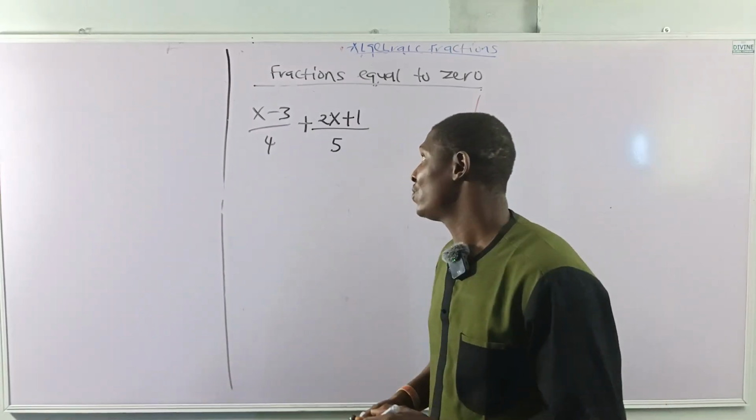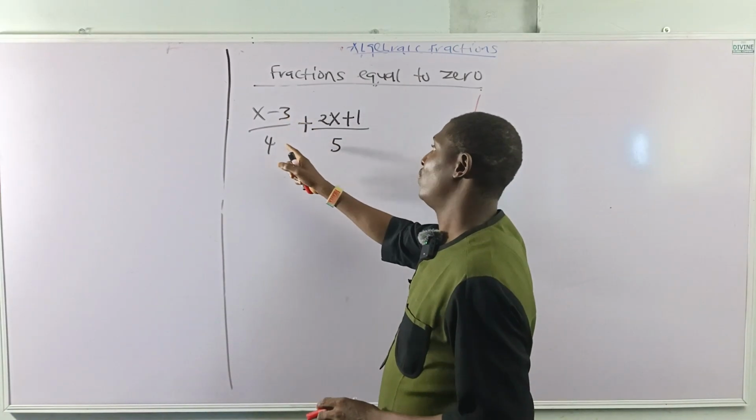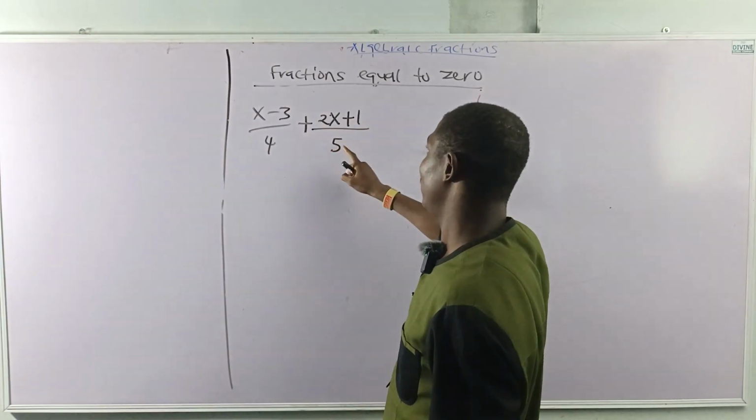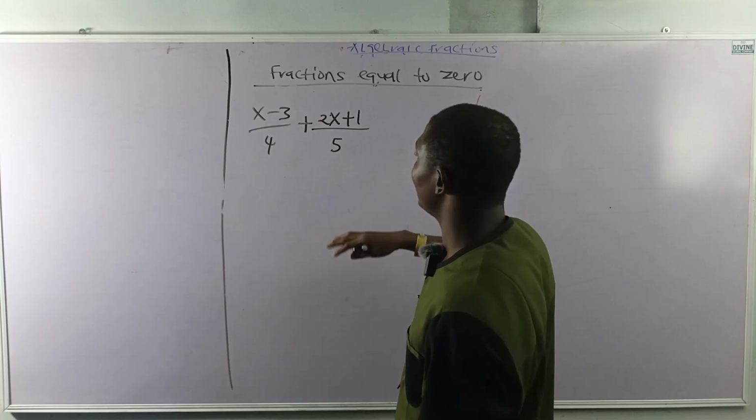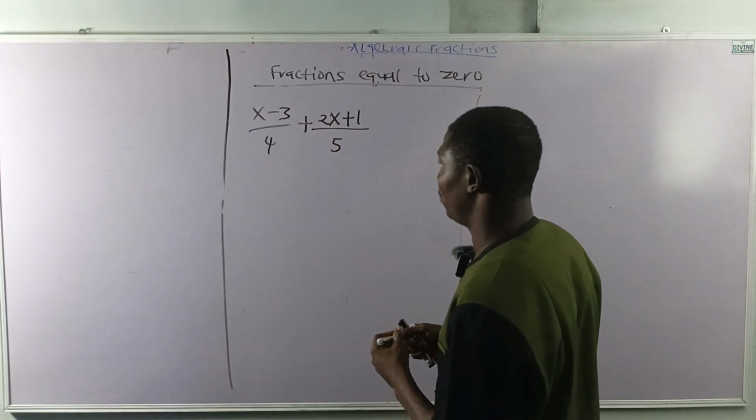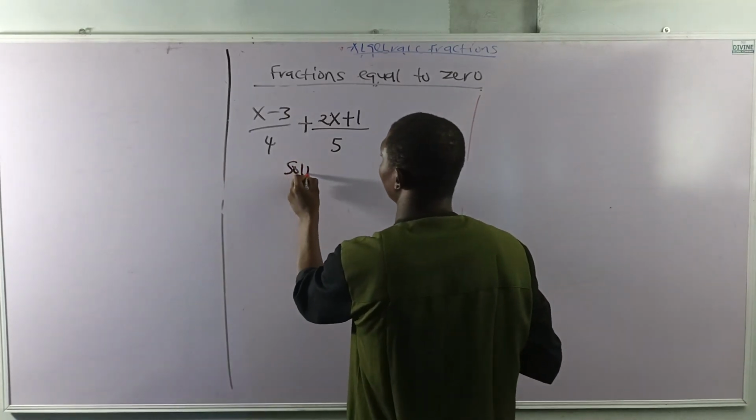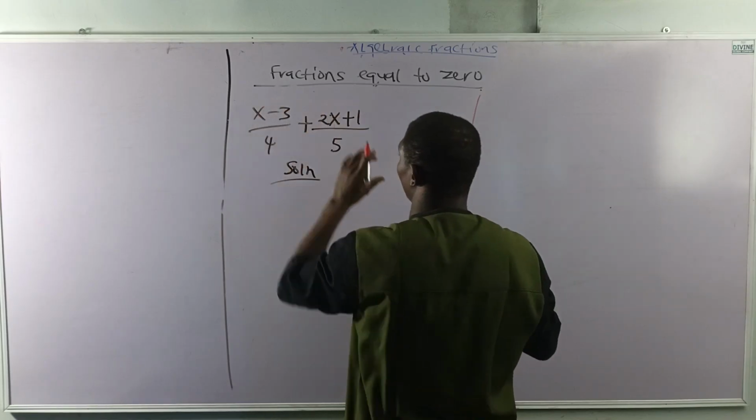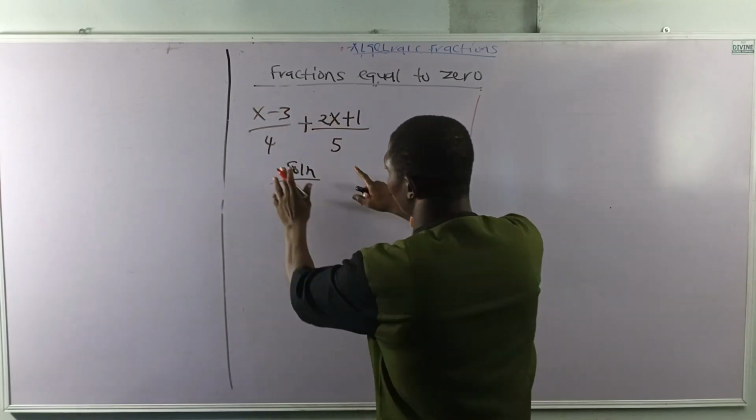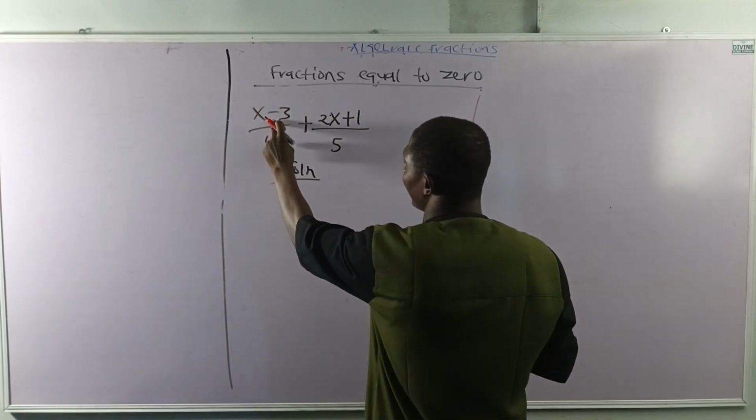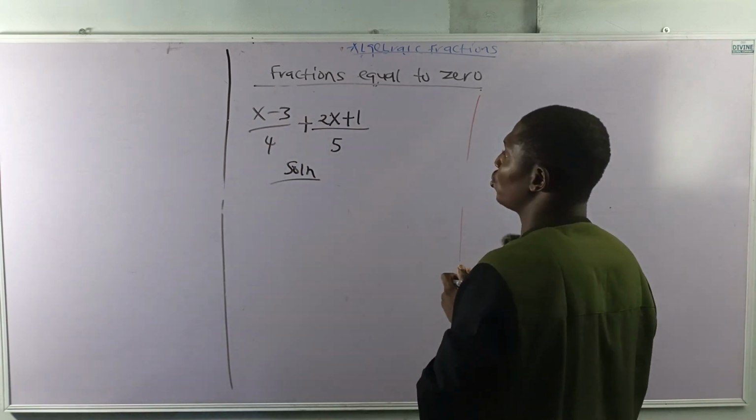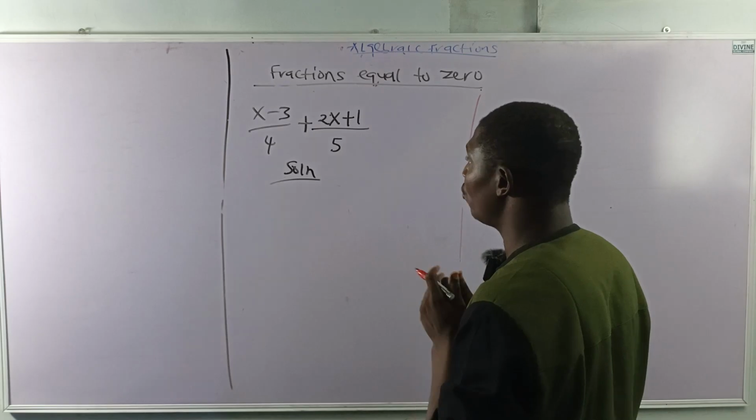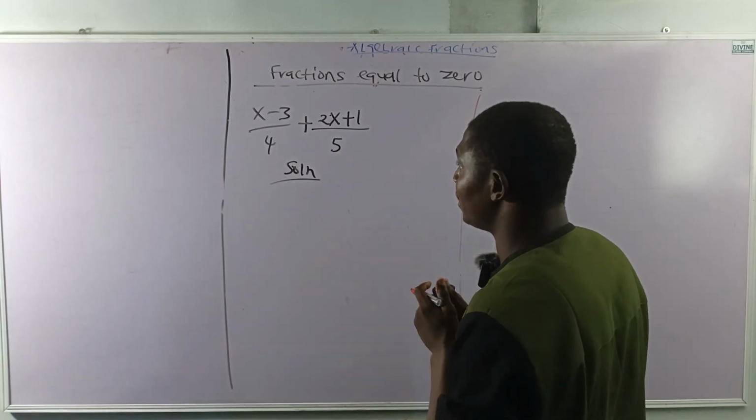So we have another question here. x minus 3 over 4 plus 2x plus 1 over 5 is an expression. For what value of x is this expression equal to 0? Like we've been doing, we must combine. This is an expression that is made up of 2 fractions. The 2 fractions are x minus 3 over 4 and 2x plus 1 all over 5. So we must solve this to be a single fraction before doing anything further.